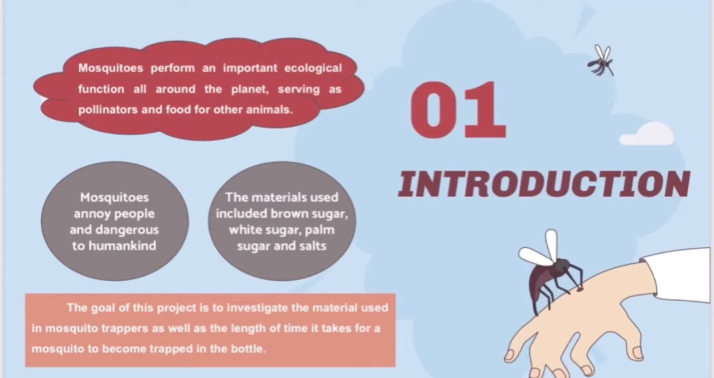So, we conduct this experiment by using materials such as brown sugar, white sugar, palm sugar and salt. The goal of this project is to investigate the material used in mosquito trappers as well as the length of time it takes for a mosquito to become trapped in the bottle.